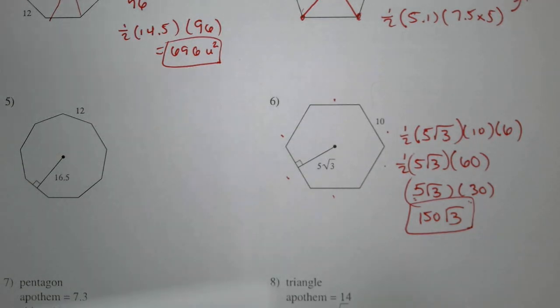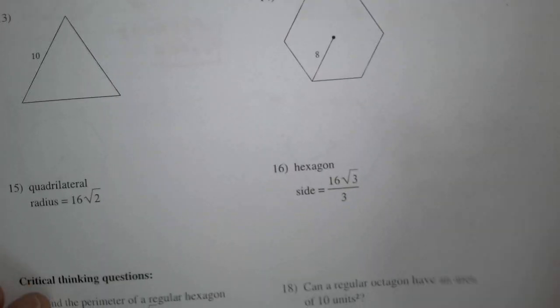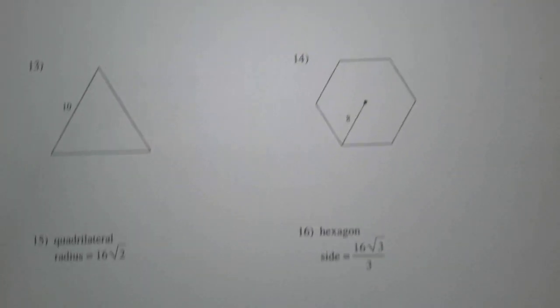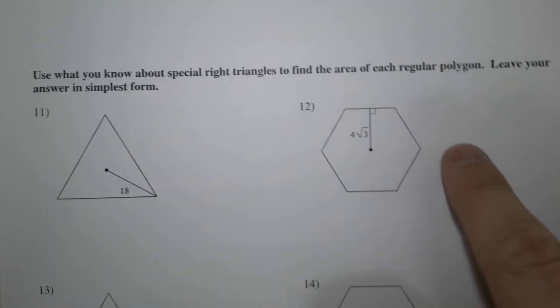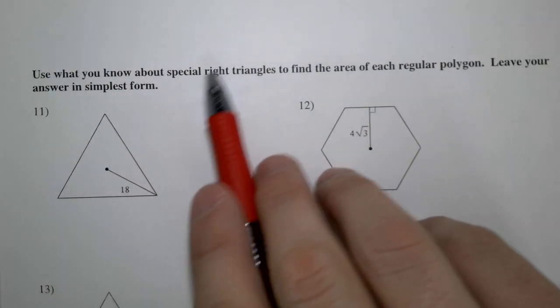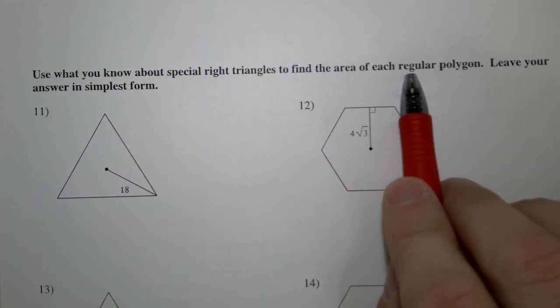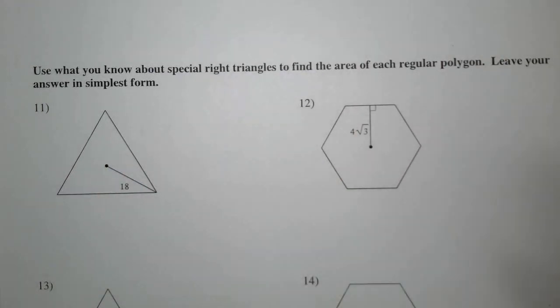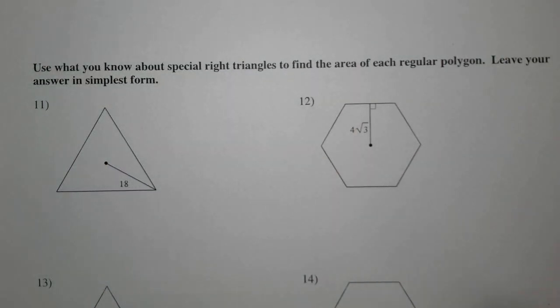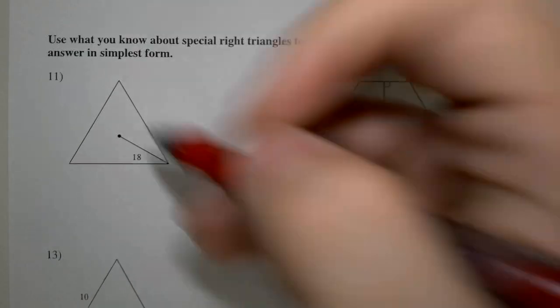All right. I am skipping all the way to the end. Actually, I might do some of these from 11. I haven't read this one yet. It says, use what you know about special right triangles to find the area of each regular polygon. Leave your answer in simplest form. So these are a little harder because we are not given the apothem.